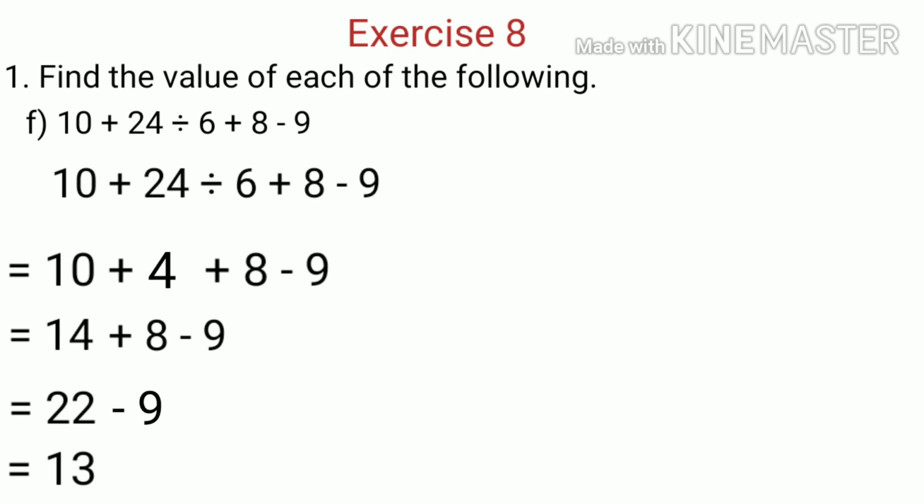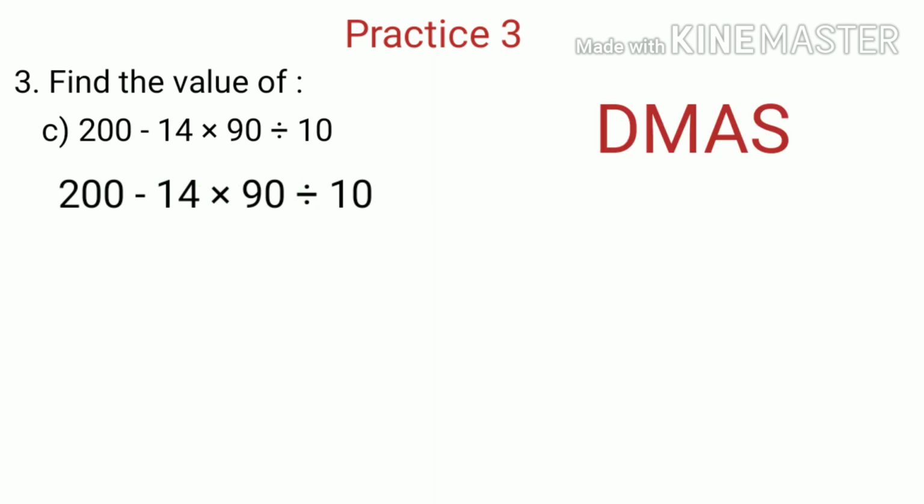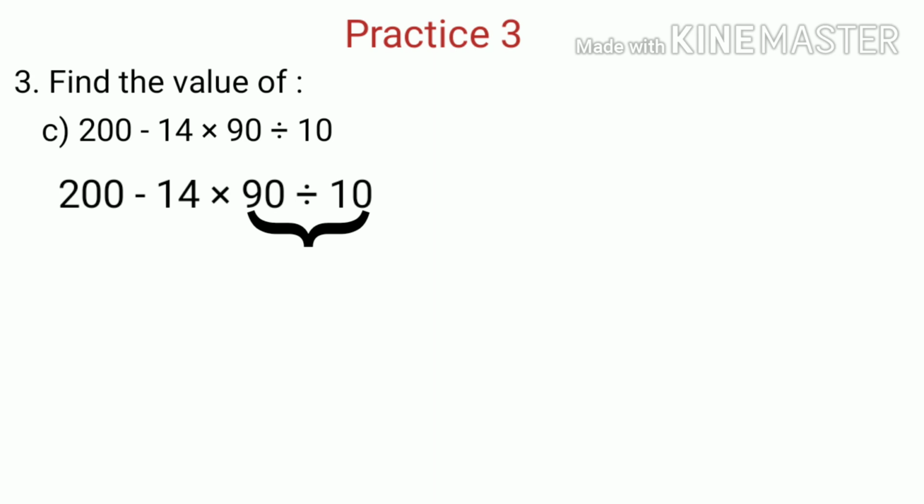Now let us solve one question from practice 3. Question number 3. Find the value of number C, 200 minus 14 into 90 divided by 10. This expression involves subtraction, multiplication, and division. So, using the DMAS rule, we will first carry out division. That is, we will first divide 90 by 10. When we divide 90 by 10, we get 9.